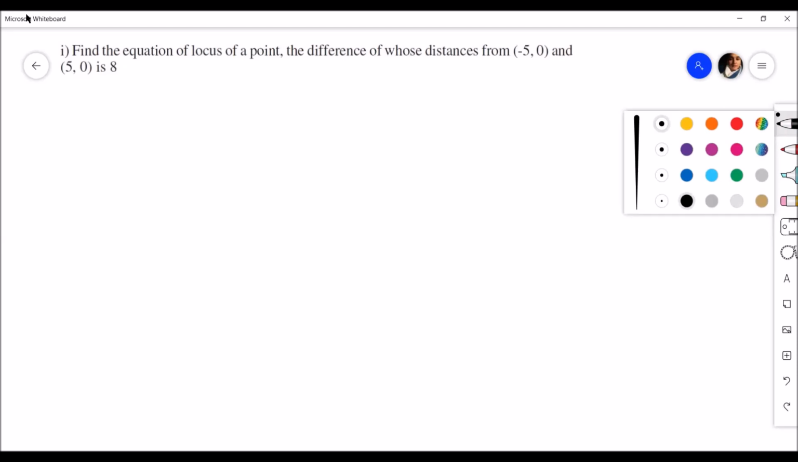Yes, Sharat, you're right. This is the latest blueprint. Two questions on locus. That's the latest blueprint. Right. Previously, there's only one 4 marks question for locus. Right now, it's 2 questions on locus.